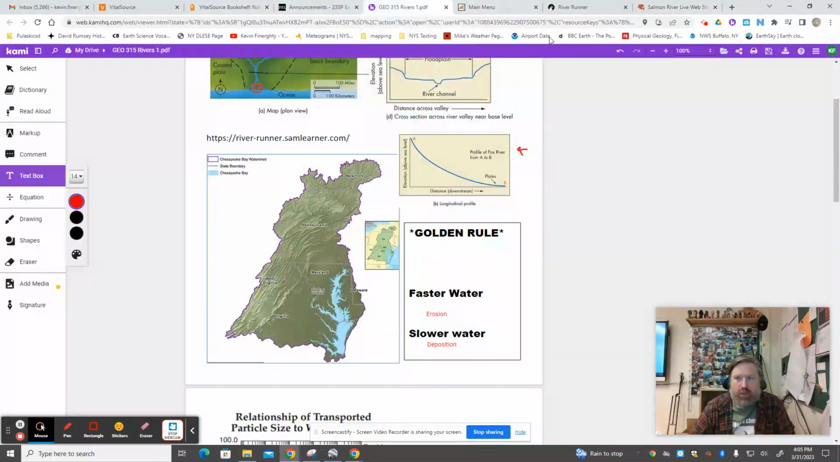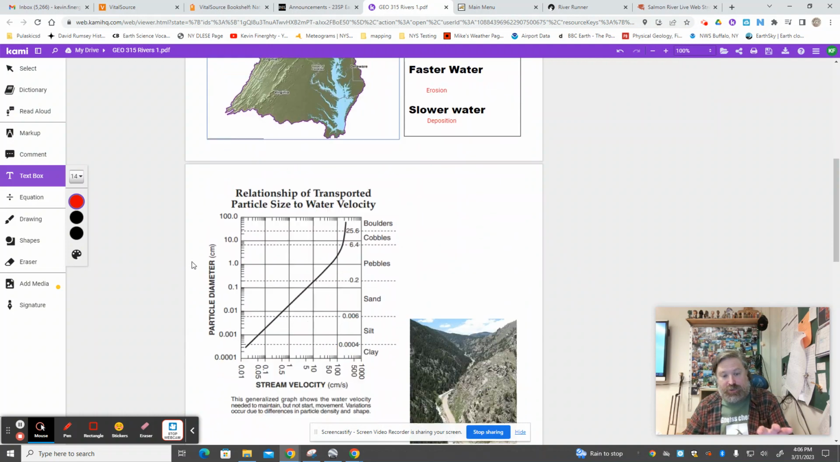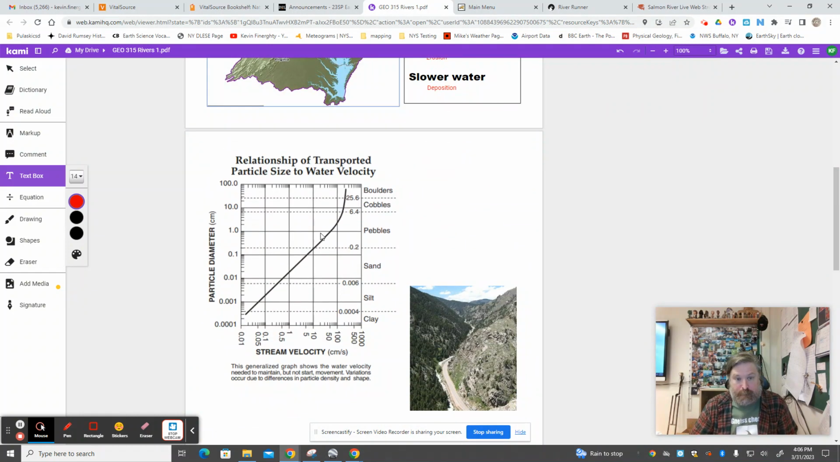So one quick moment. Let me pause. Right, so like this graph right here, don't be intimidated by it. It's not that bad. If it looks scary, it's not that bad. It tells us that relationship. This curve right here would be where the answer is. So if my stream velocity is going this speed, anywhere here on the x-axis, if you go up to where it hits that black line, it can move particles of that size.